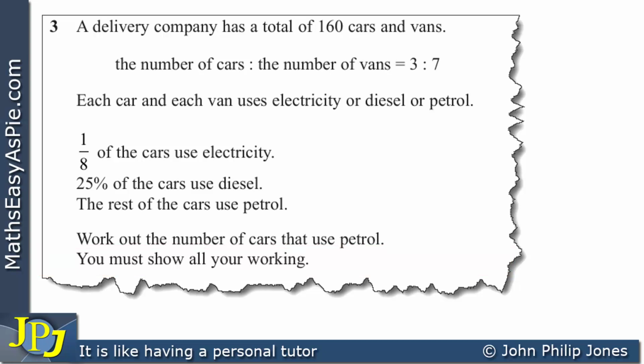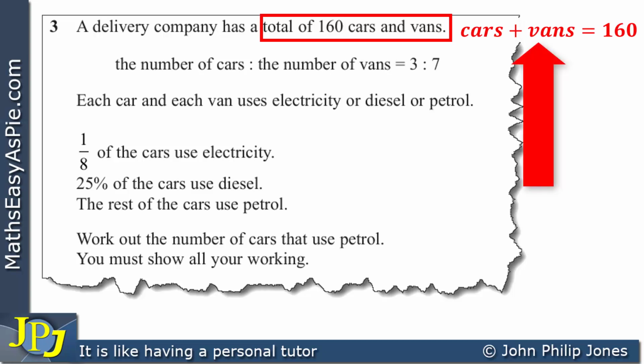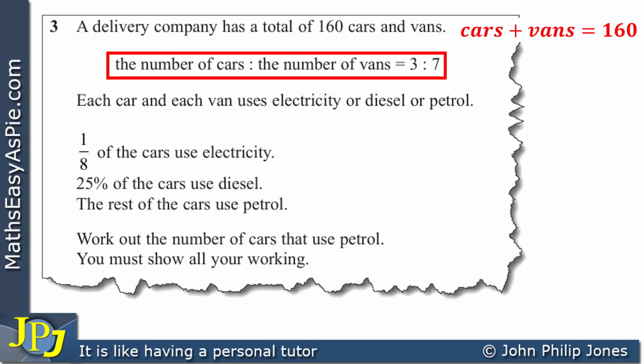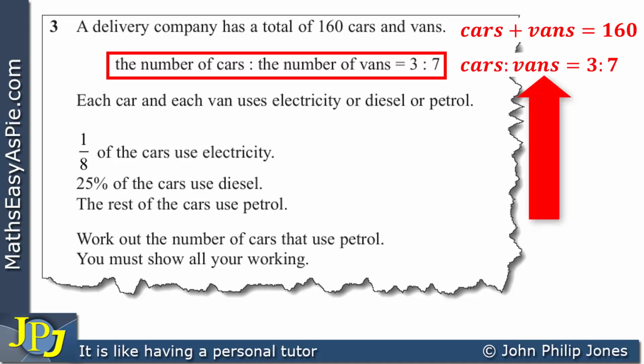Whenever I see a question similar to this, I like to extract the necessary information in the form of a summary of all of the text that I can see. So I'll go through that now. And I'm going to highlight this. Total of 160 cars and vans. So I would write that down as shown here, that the cars plus the vans is 160. If we look to here, we can see that it's expressing a ratio, and I would write this down as you can see here. Cars to vans is in the ratio of 3 to 7.